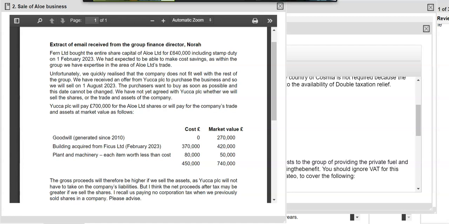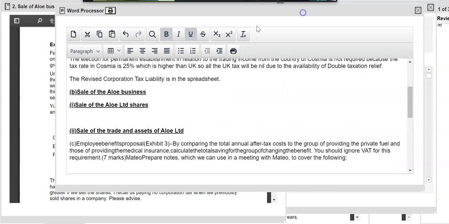Remember? Okay, so we bought it on when? Fern bought the share capital of LO on 1st February 23, and it wants to sell it on 1st August 23. So this means that the SSE, this substantial shareholding exemption, will not be available, right? So we have to write that. So where can we write it? I'll do the calculations later, but first I'll be writing this.